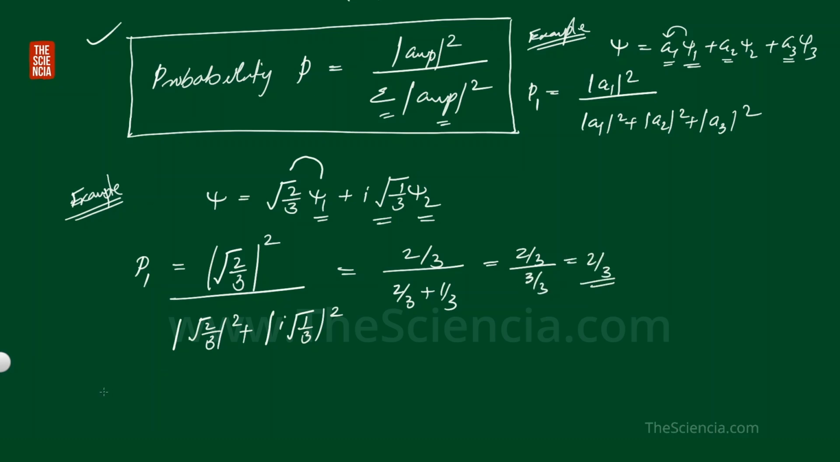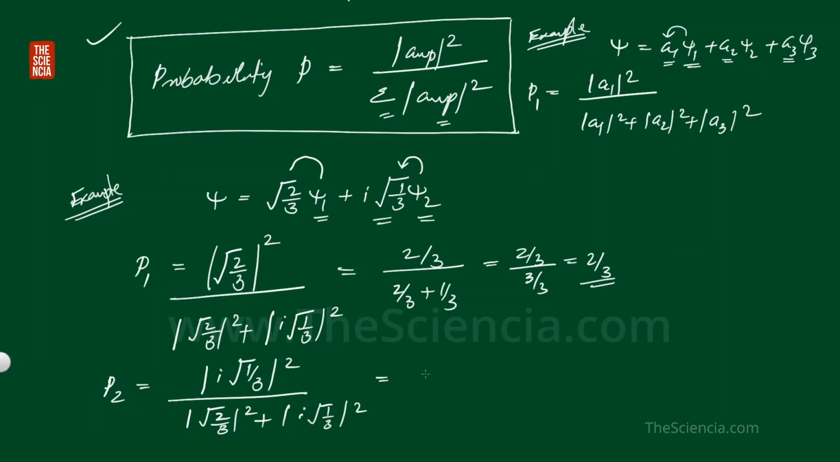Now we can evaluate the probability of finding the particle in the second state, psi2, that is P2. We have to find this amplitude, that is modulus square of i root 1 by 3, divided by the summation of amplitudes, that is mod square of root 2 by 3 plus mod square of i root 1 by 3. See, again the denominator is equal to 1. So this is equal to 1 by 3.